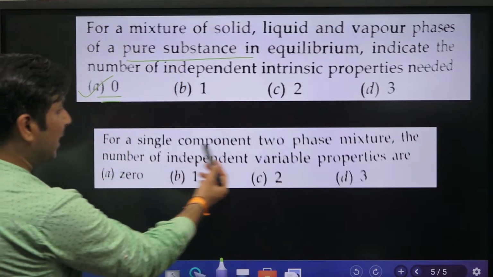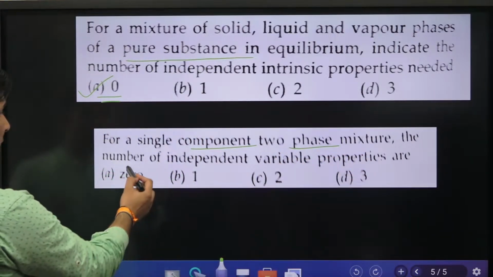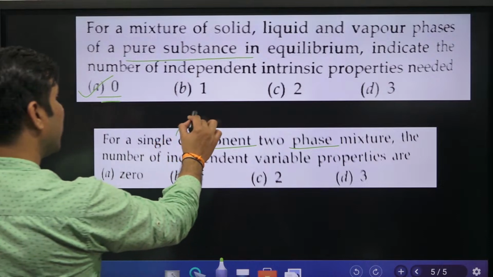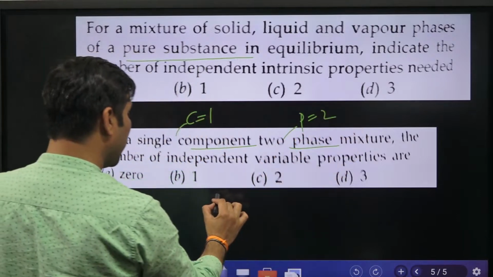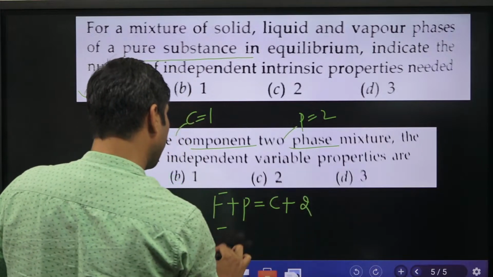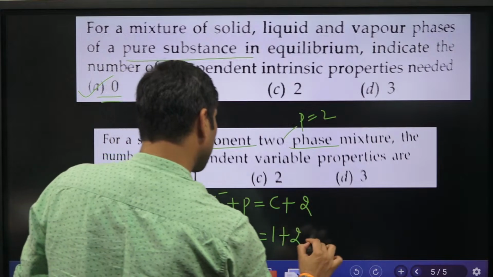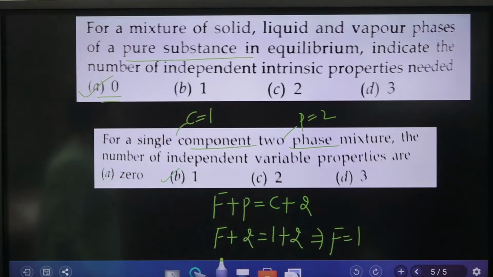Okay, for a single component, two phases mixture, the number of independent variables will be, single component hai, means C equal to 1, two phases P equal to 2. Just use the formula F plus P equal to C plus 2. So F plus number of phases are 2 equal to 1 plus 2. So DF will be 1. Very simple, easy question.